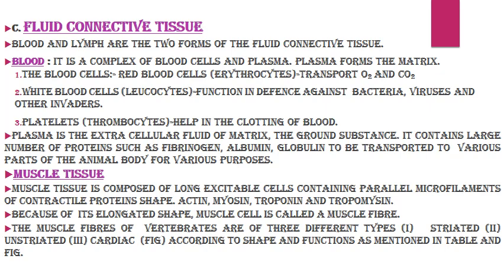Muscle tissues. Muscle tissue is composed of long excitable cells containing parallel microfilaments of contractile proteins: actin, myosin, troponin and tropomyosin. Because of its elongated shape, a muscle cell is called a muscle fiber. The muscle fibers of vertebrates are of three different types: striated, unstriated, and cardiac, according to shape and function as mentioned in table and figure.